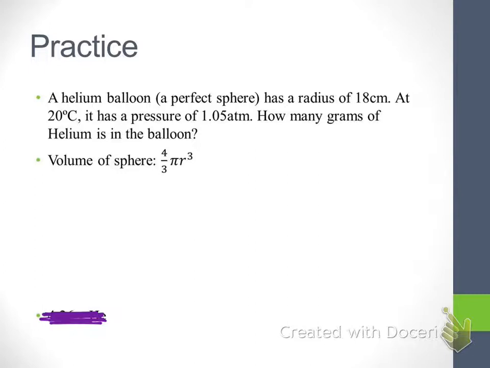Okay, first of all, let's think about this. If we wanted to find grams, what do we need to solve for first to get there? Moles. Has to be moles. And what gas law equation can we use to solve for moles? Has to be the ideal gas law. Okay, so actually we're solving for moles.